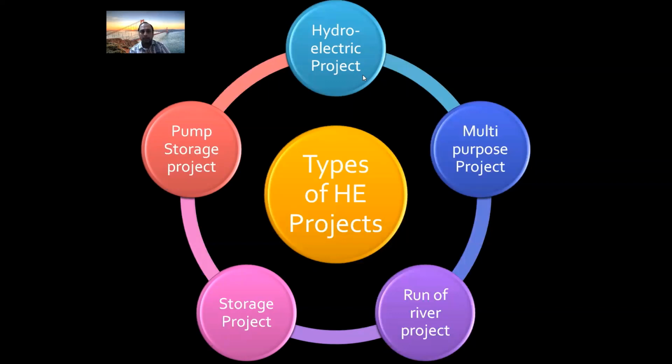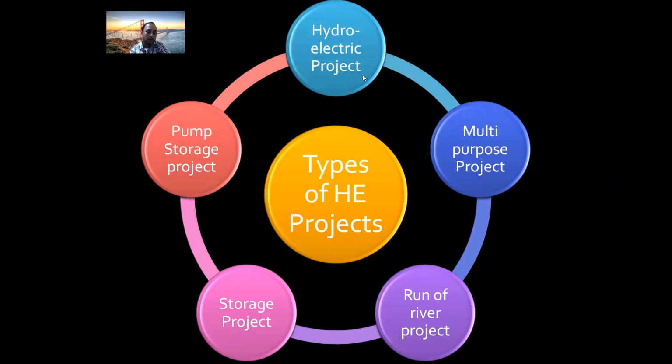With these reversible turbines, when we have high power demand, we take the water from the upper reservoir to the lower reservoir. We have two reservoirs in case of pump storage schemes. We take water from the upper reservoir to the lower reservoir and we generate electricity.